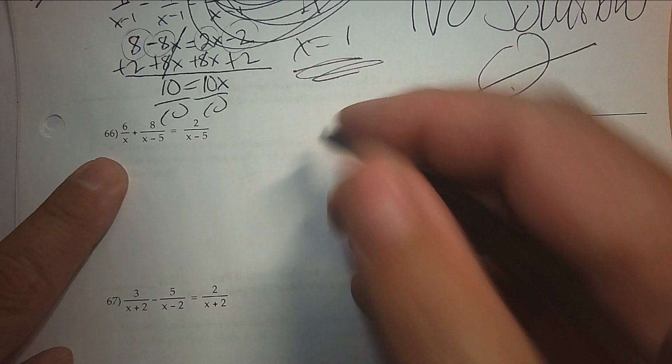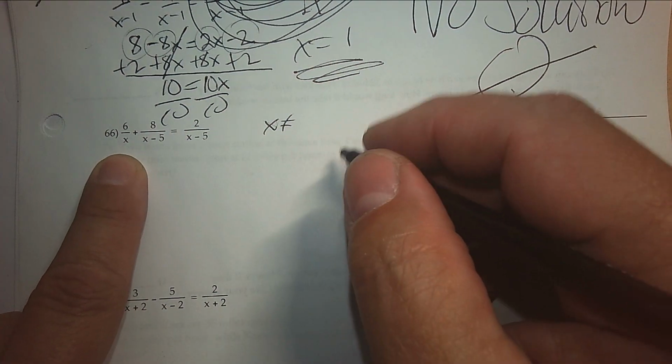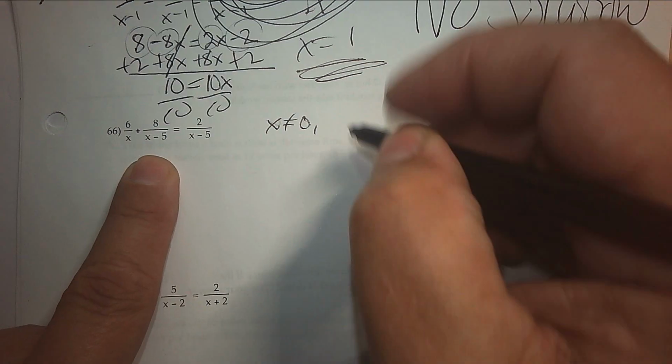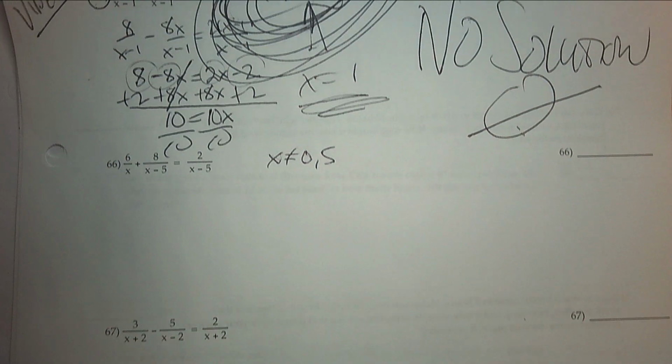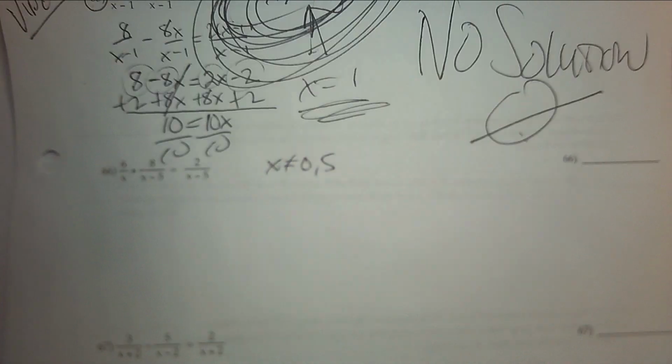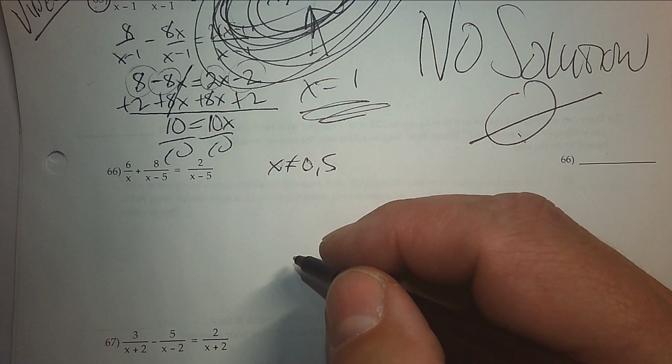Can you tell me what x cannot be? Look at the first denominator. Look at the next one. 5. That cannot be a long process. Now I need to make the denominators the same.